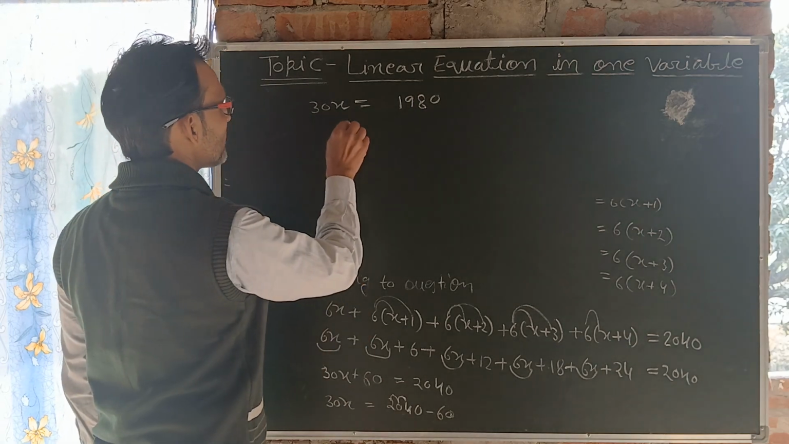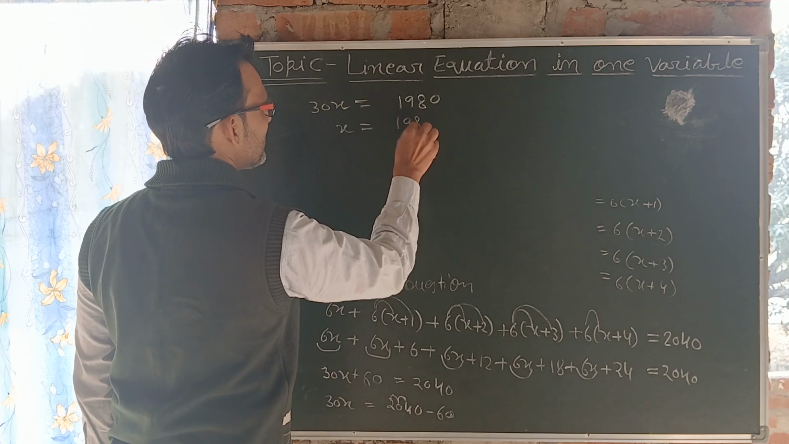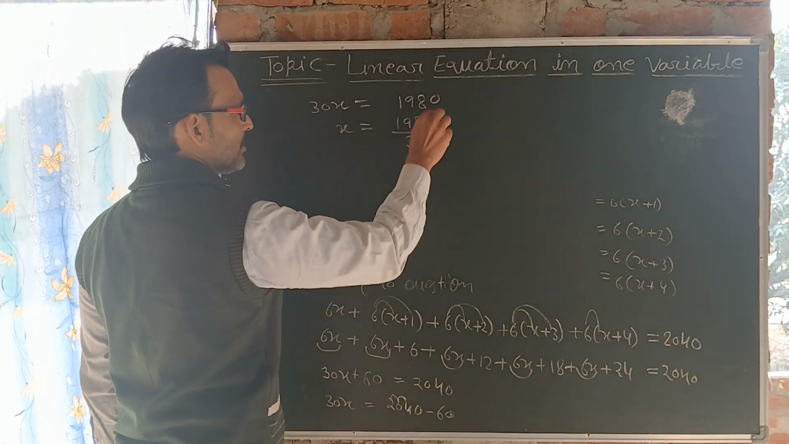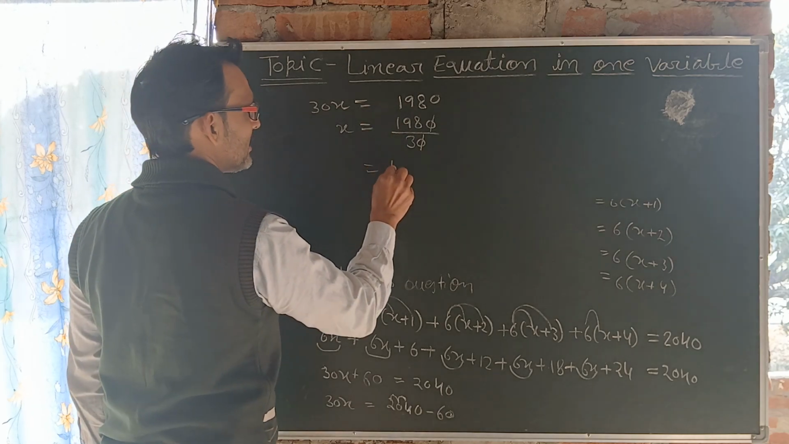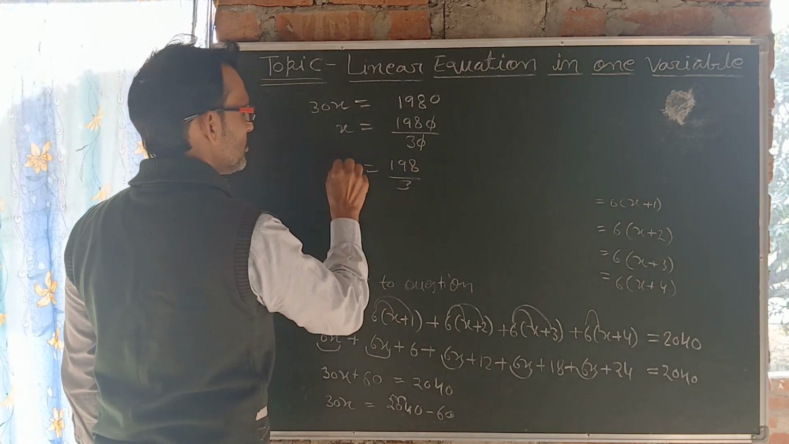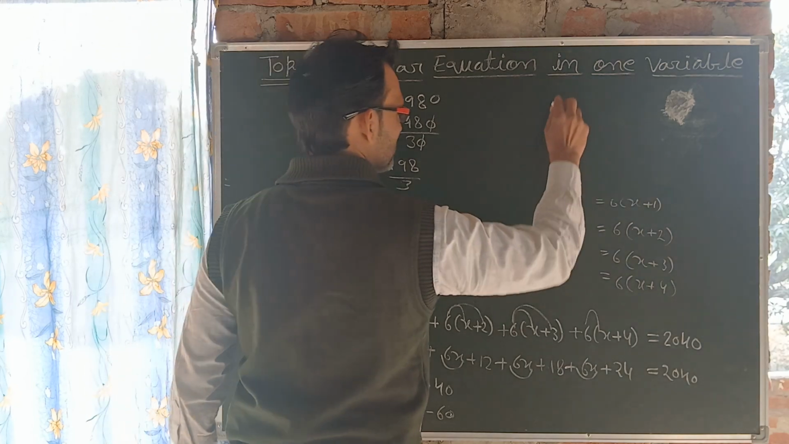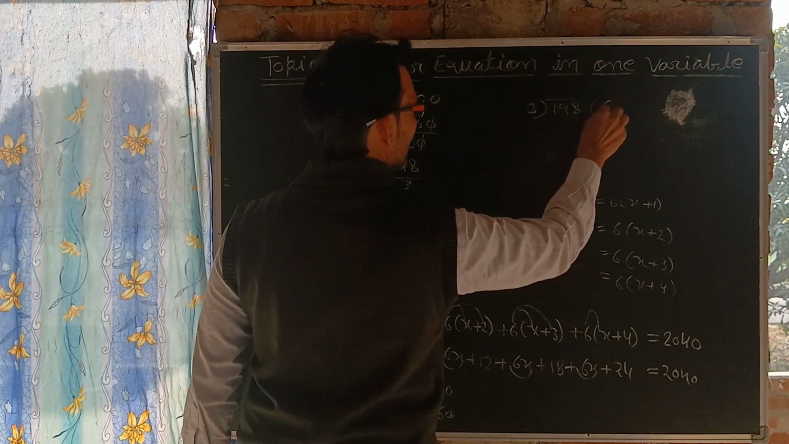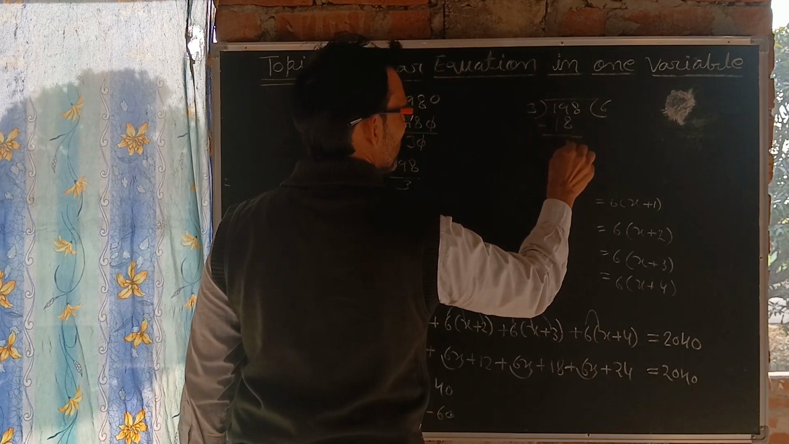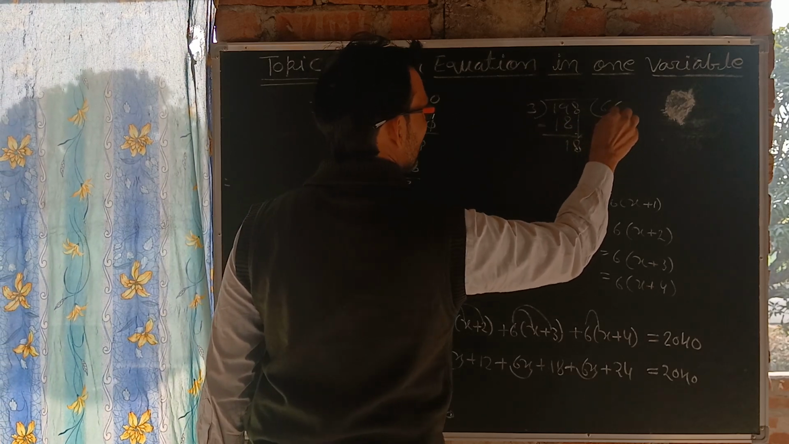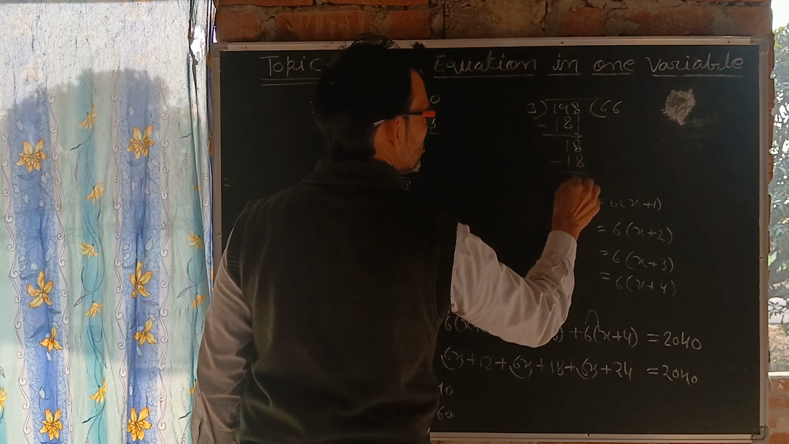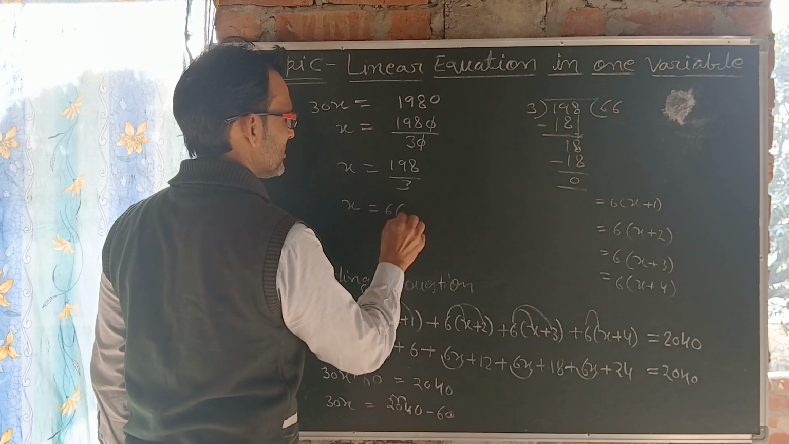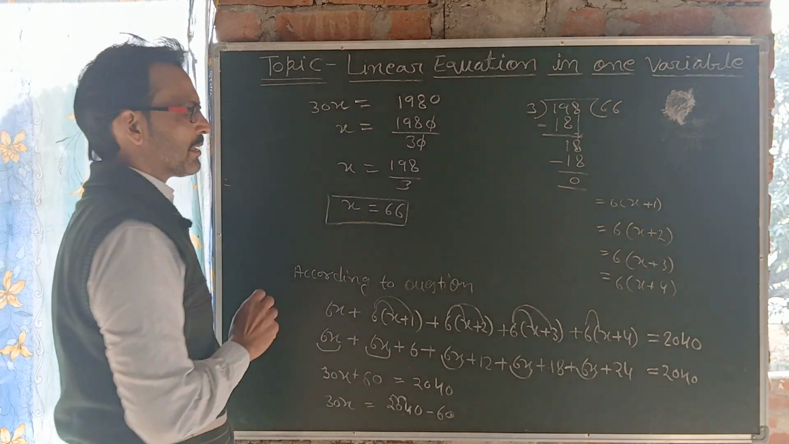So students, we have to find the value of x, 1980, and this 30 will go down in division. Now you can cut this 0 and divide 198 by 3. You will get the value of x. 3 sixes are 18. Now subtract, you will get 0. So it is completely divisible by 3. x equals 66. This is the value of x, not the multiple.